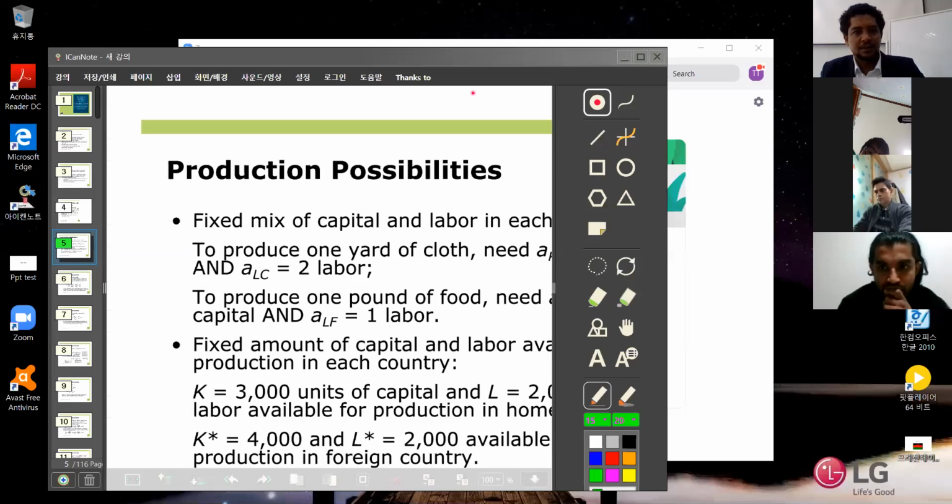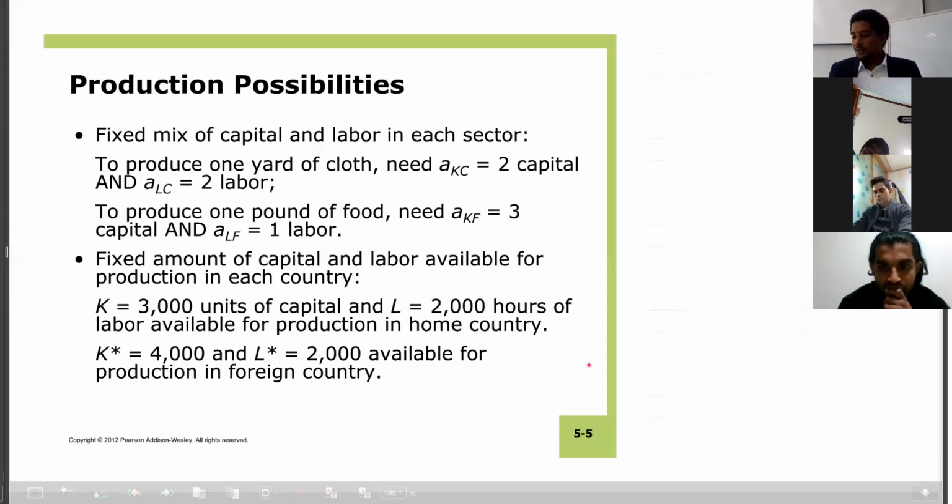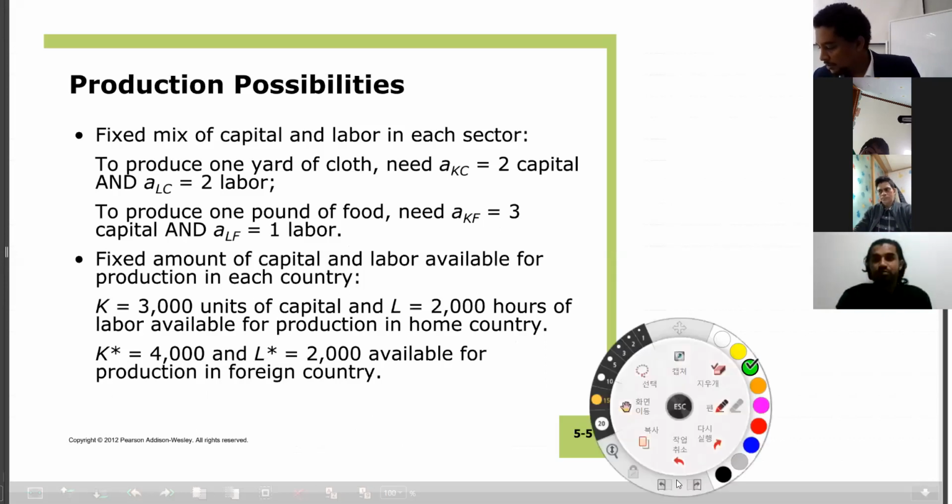So I think you can see it now, right? I was trying to show you the production possibility frontier, but I'm afraid this computer is very busy, so I'll just go on. I hope you understood what production possibility frontier means.